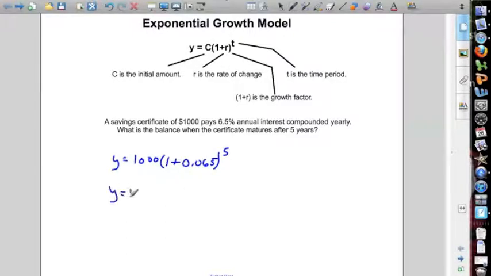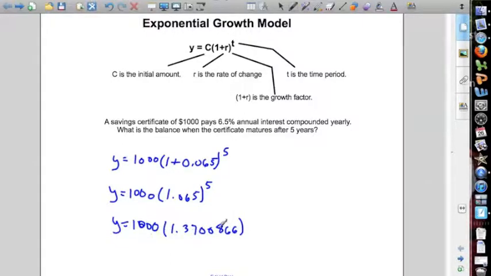And so now I go ahead and do my math. Follow those order of operations. 1 plus 0.065 is going to be 1.065, parentheses first. Now do your exponents. You can use calculators here, so go ahead and put 1.065 to the 5th power on the calculator. You might be surprised when you do that. You get 1.3700866, and it goes for a while, but I want to try to get as accurate as I can.